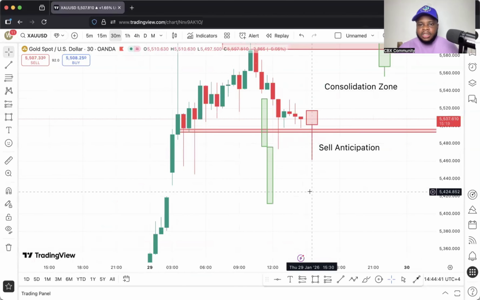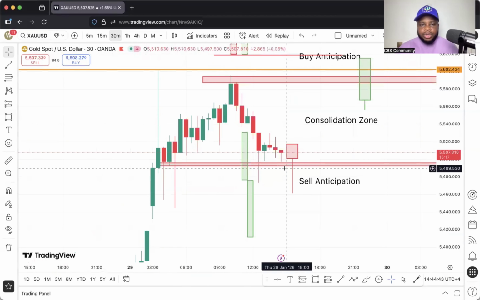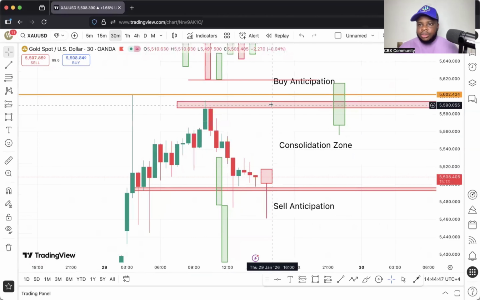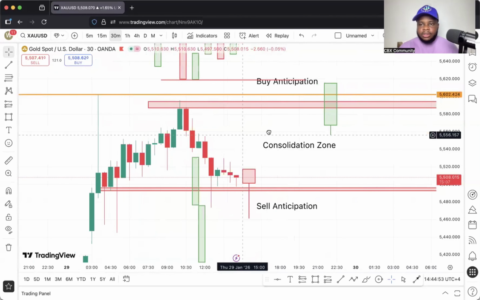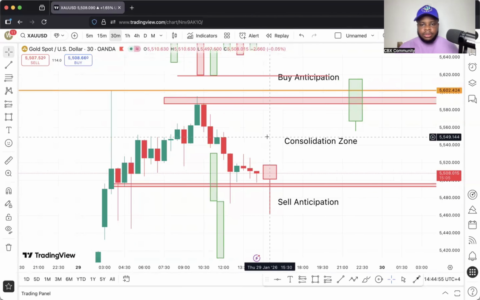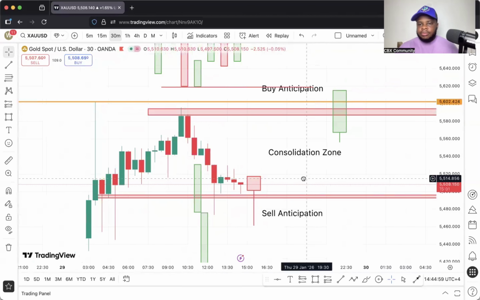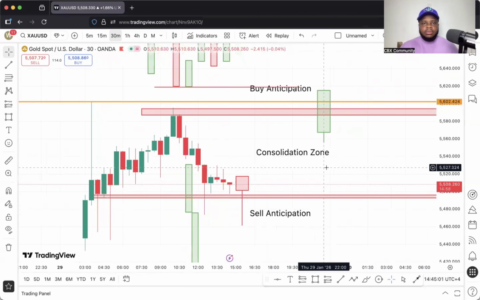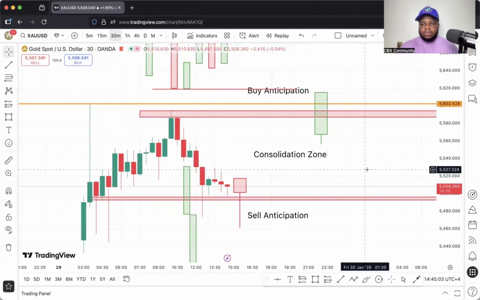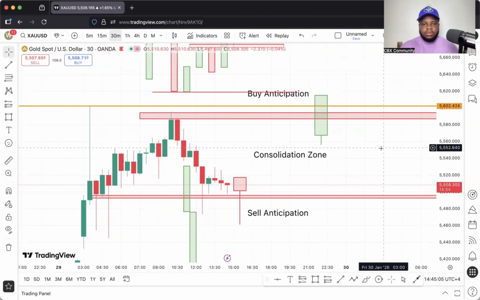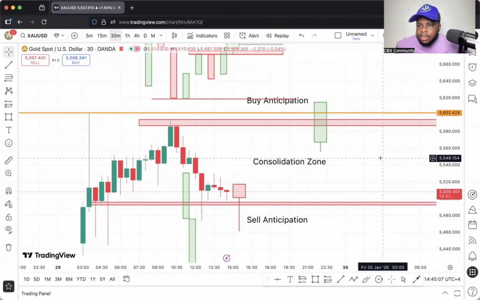So we are still anticipating a bearish candle to break our support zone and a bullish candle to break our resistance zone, and I'm going to tell us if it's the right time for us to take a position. So for now, we don't need to do anything. Let's wait and see.